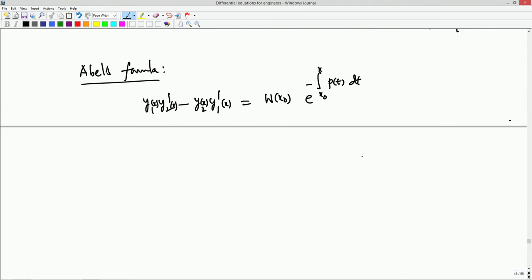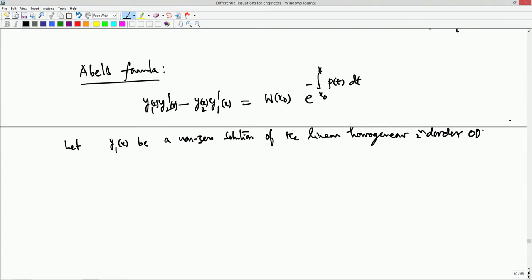So what we do, so I know that if I divide both sides by y1 square, provided y1 is, let y1 of x be a non-zero solution of the linear homogeneous second order ODE. So what does that mean? If it is a non-zero solution, y1(x) is not completely 0 for every x belongs to I. Okay, this is not 0. That is the meaning.